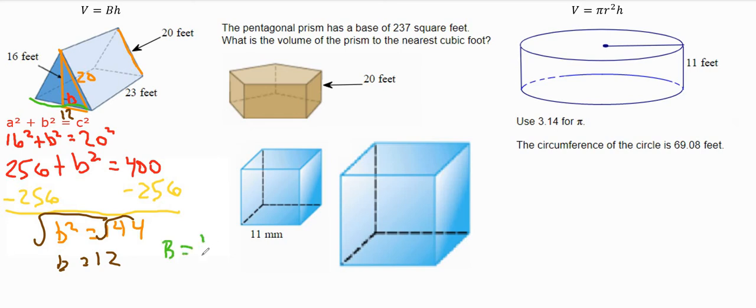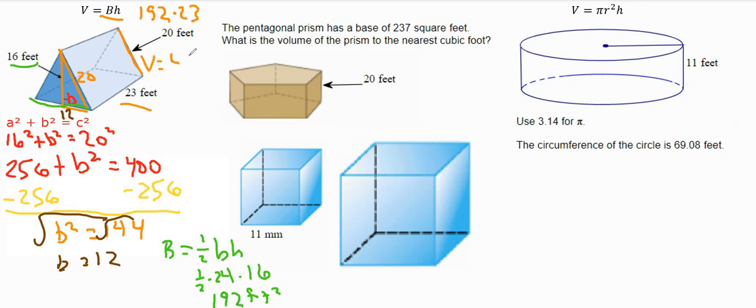So for the big B, the area of the base of the triangle, 1/2 base times height, we're going to have 1/2 times 24 times the height of the triangle, which is 16 feet. And the area of the triangle is 192 feet squared. So finally we can do the volume, which is base times height of the prism, and the base is 192 and the height of the prism is 23. So the volume is 4416 feet cubed.